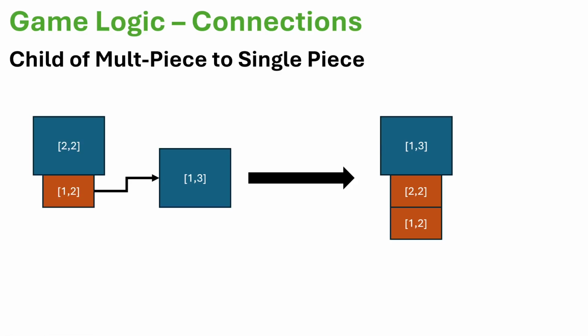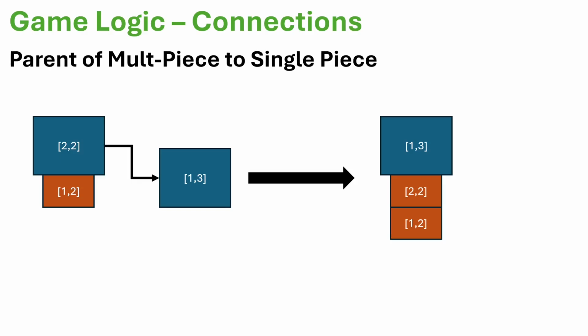Well, again, movement denotes a child. So 1,2 now becomes a child of 1,3, but 1,2 is also already a child of 2,2. Since 2,2 is also moving, that means 2,2 also becomes a child of 1,3. And again, all this is just to try to keep the organization as simple as possible.